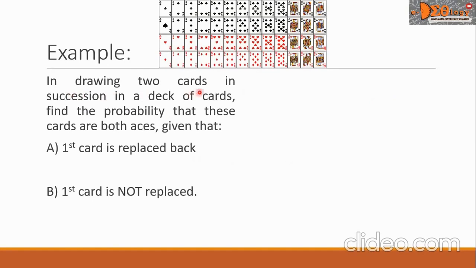In drawing two cards in succession in a deck of cards, find the probability that these cards are both aces, given that, letter A, first card is replaced back. Letter B, the first card is not replaced. First, let us write our formula here. The P of A and B equals P of A times P of B. Let us begin by solving problem A.